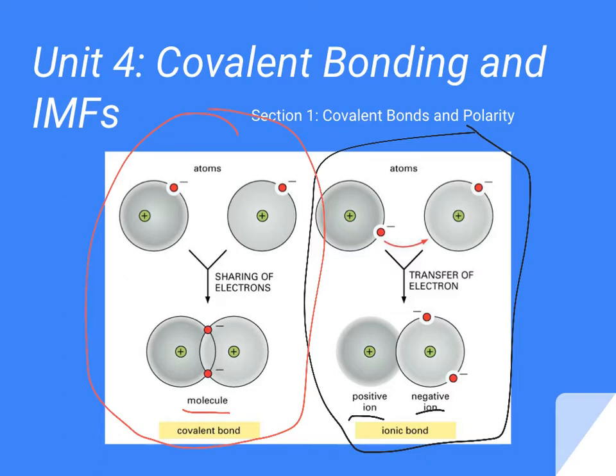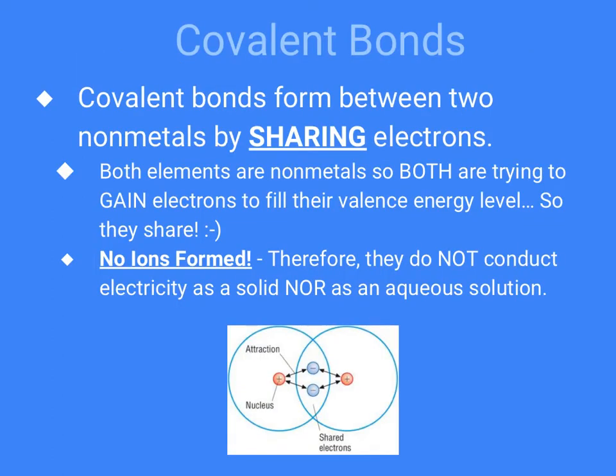And the reason why covalent bonds are attracted to each other isn't because of opposite charges from the ions. It's going to be about the attraction from the valence electrons to the nuclei that is really what's going on there. So we kind of went over this a little bit in class, but covalent bonds form between two nonmetals, that's really, really important, by sharing their electrons.